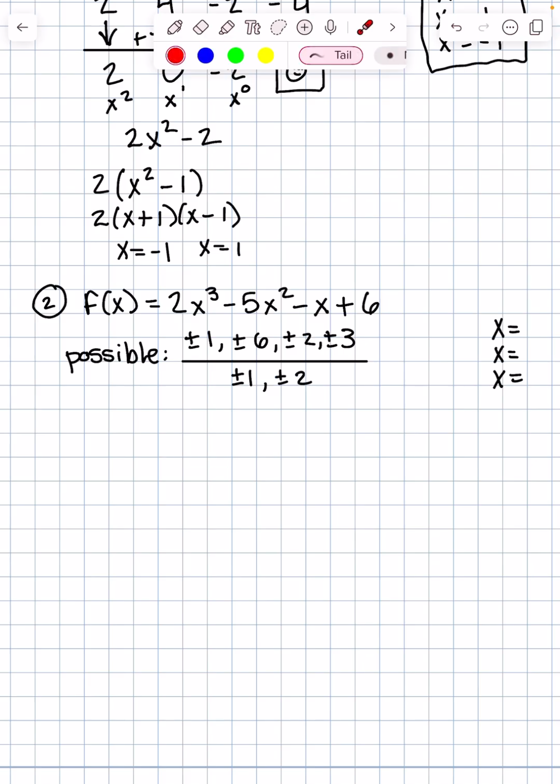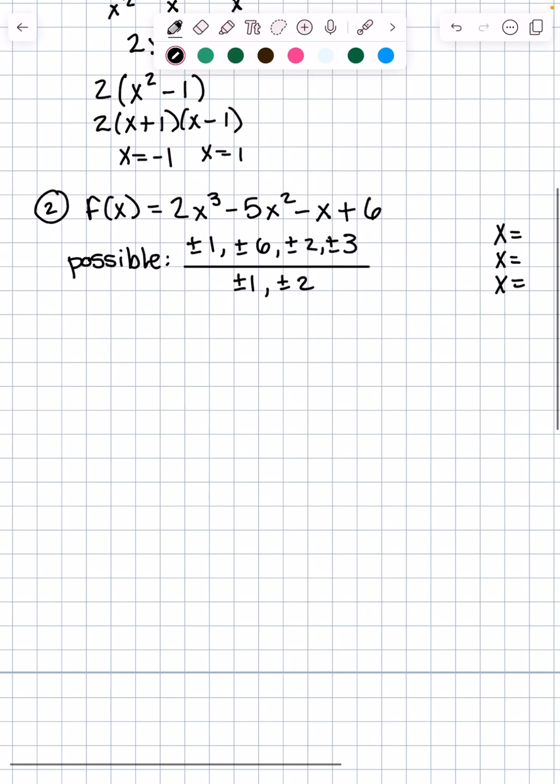So if I were to write all of these out, it would be plus or minus 1, plus or minus 6, plus or minus 2, plus or minus 3, and plus or minus 1/2, plus or minus 3, which we already did, plus or minus 1, which we already did, and then plus or minus 3/2. Okay, so this time we have some fraction options as well, which I guess we did on the first example as well.